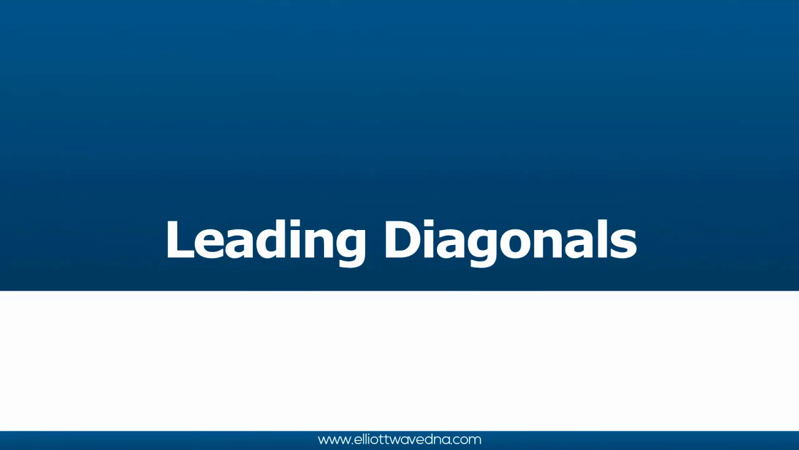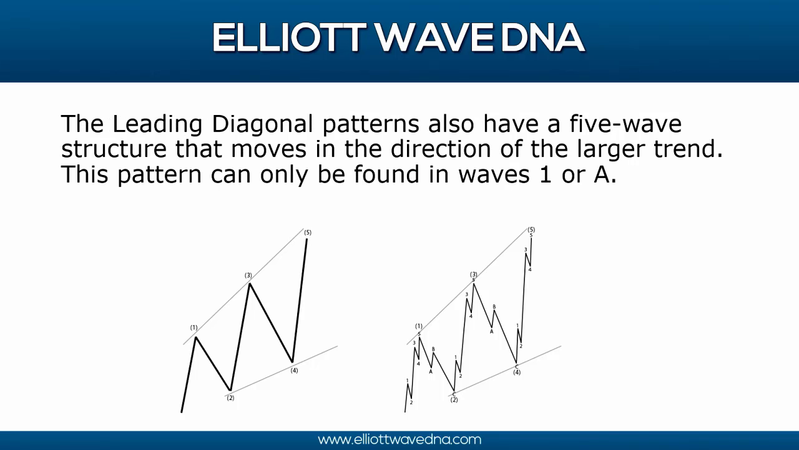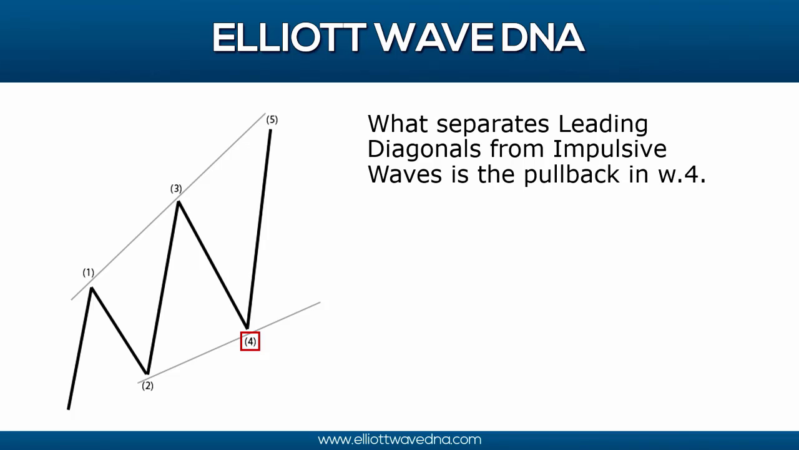Leading diagonals are the first of the two patterns we have in the diagonal group. The leading diagonal patterns also have a 5-wave structure that moves in the direction of the larger trend. This pattern can only be found in waves 1 or A. What separates leading diagonals from the impulsive waves is the pullback in wave 4.